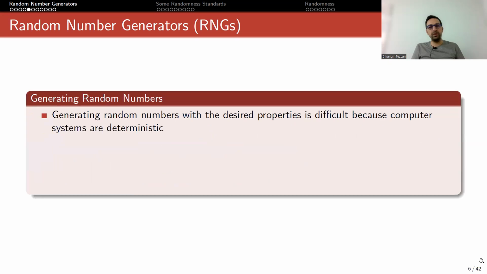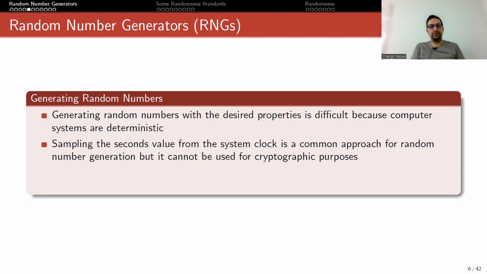So generating random numbers is actually a problem. Generating random numbers with the desired properties is difficult because computer systems are deterministic, right? I mean, these are not quantum computers. They don't focus on a natural phenomenon. They have a deterministic structure. So if you're running a code for a given input, it gives you an output in a deterministic way.